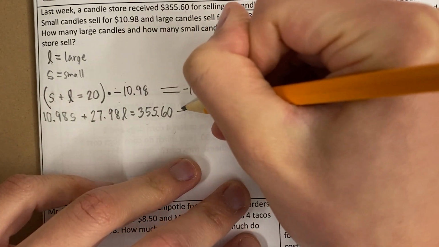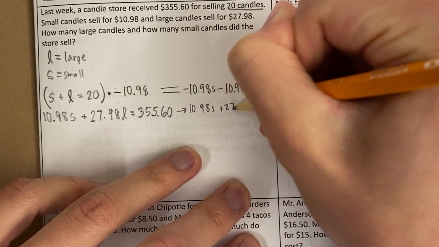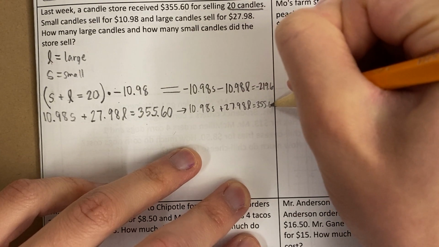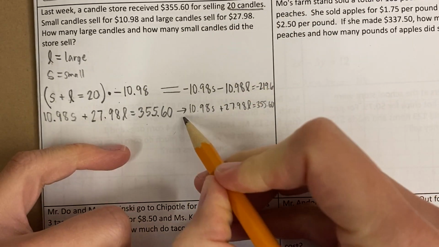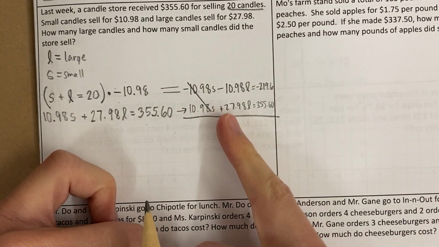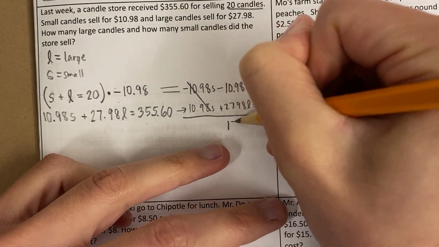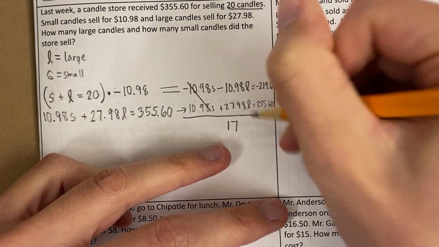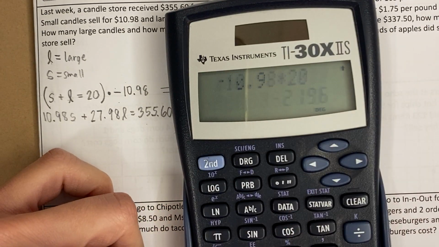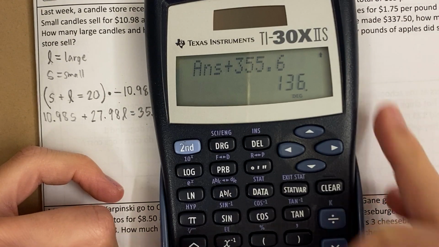Okay, now I'm just going to copy this over here, and I'm going to have to write a little bit small. Okay, now what happens? This cancels, yes. This is 27.98 minus 10.98. That is 17, right? And that decimal disappears because they happen to be the same. So this is 17L equals, and then I'm doing this plus 355.6, which is 136.